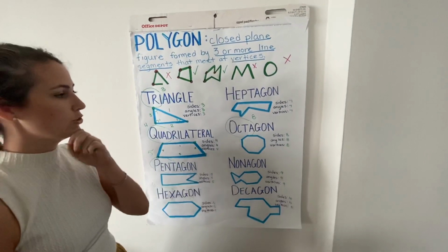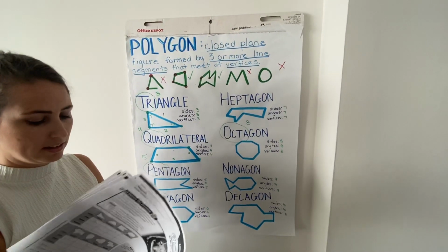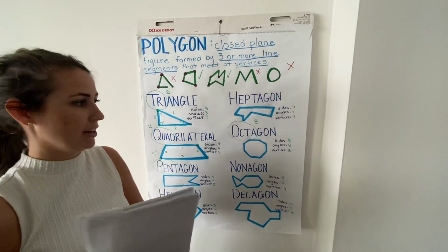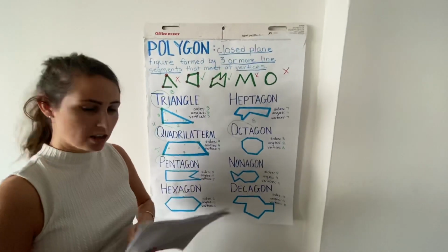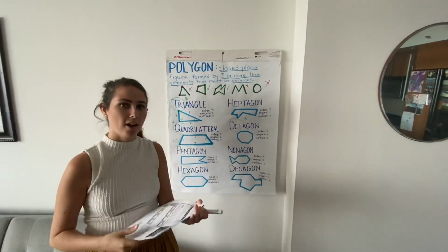Okay, so I need you guys to memorize how many sides and how many angles and how many vertices each shape has, so that if I were to ask you off the top of your head, you should get it.